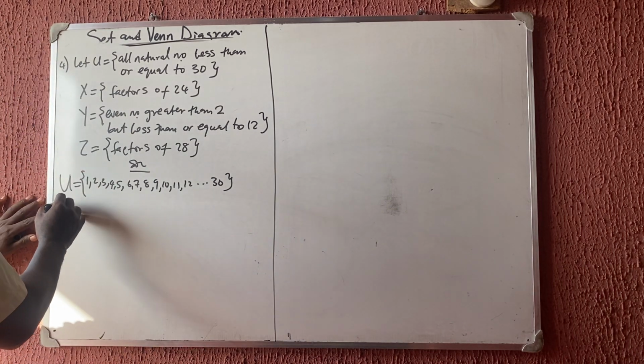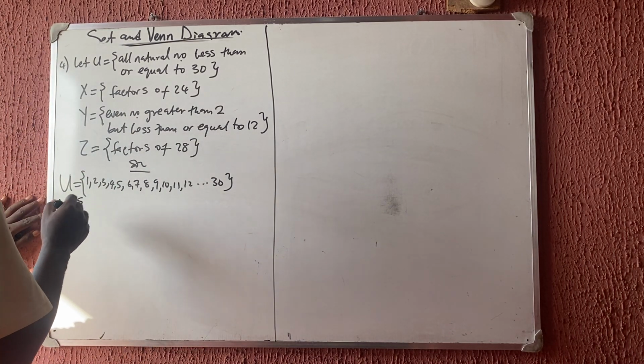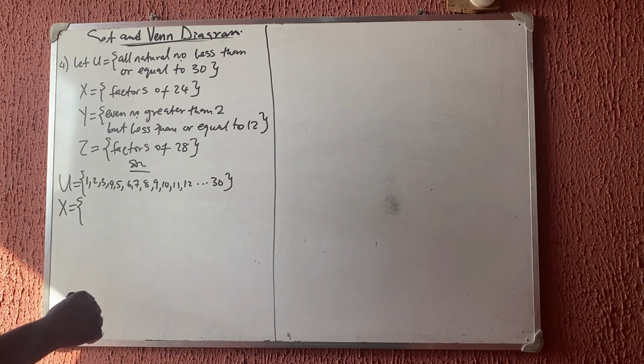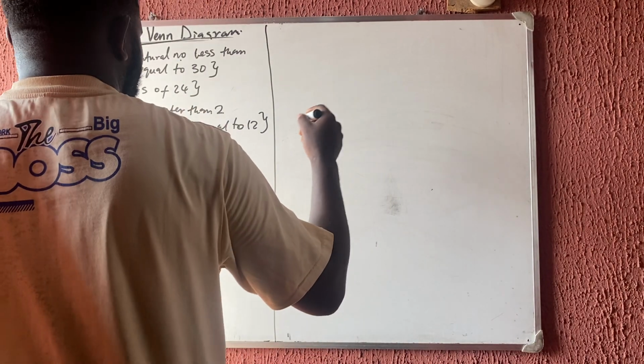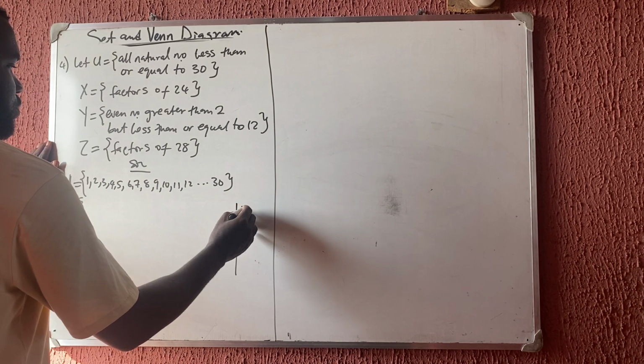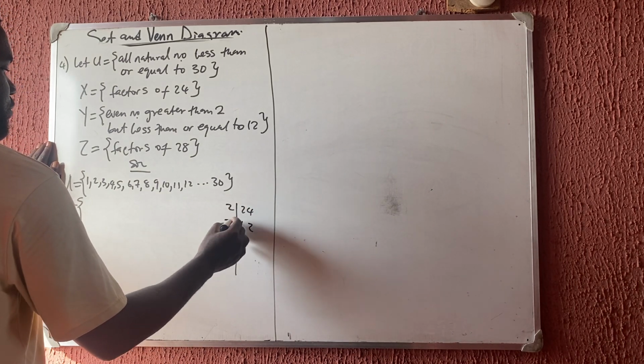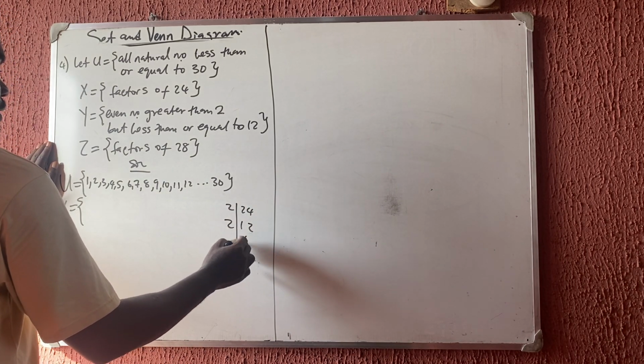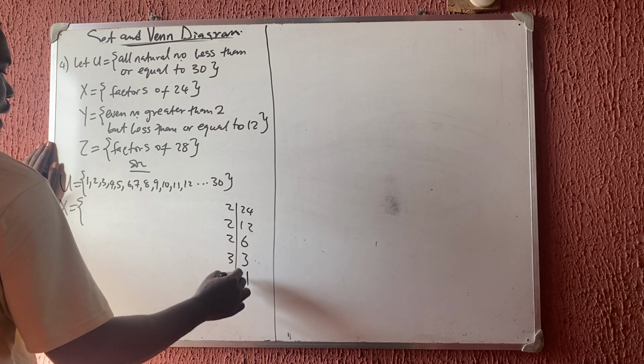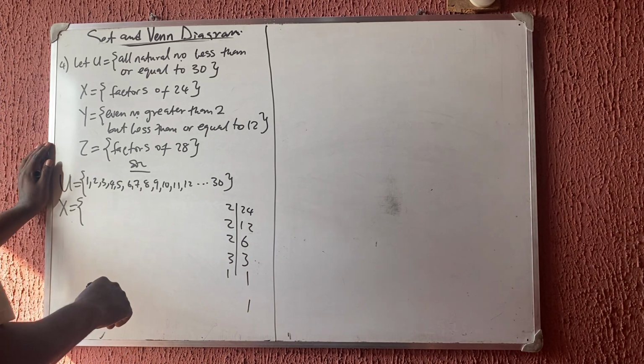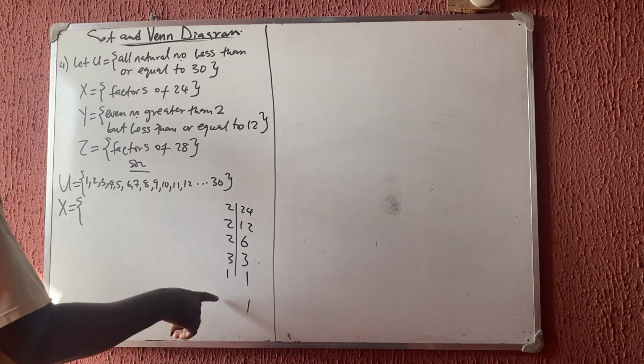Now the next one is our X. Our X is the set of factors of 24. How do you get the factors of 24? Just by LCM: 24, 2 divide 12, 2 divide 6, 2 divide 3, 3 divide 1, 1 divide 1. So the factors of 24 are everything you can get from here.